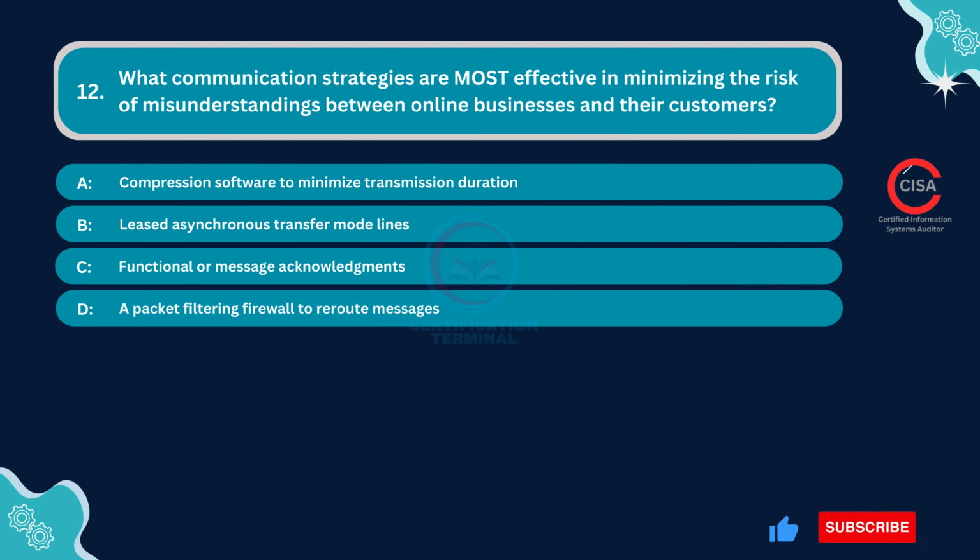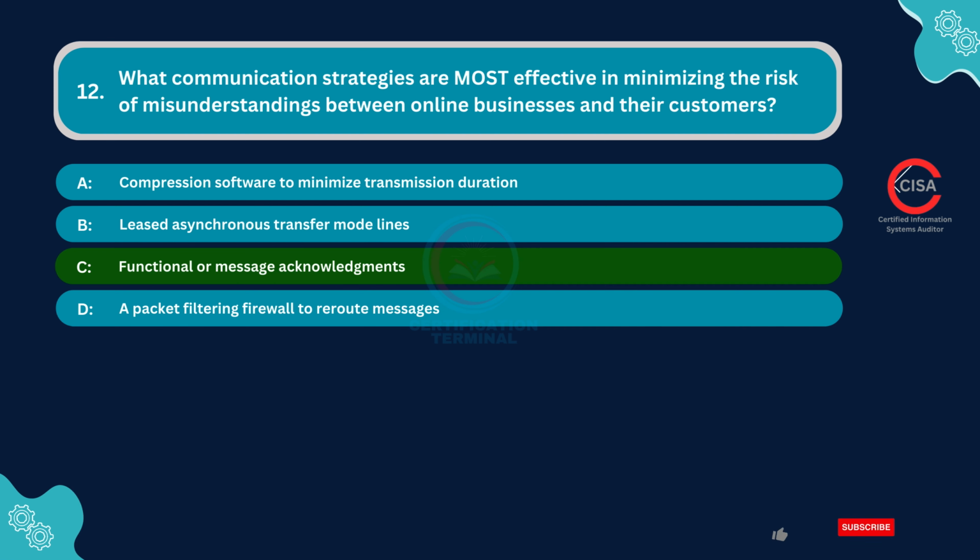The correct answer is Option C, functional or message acknowledgements. Functional acknowledgements confirm that a message has been received and understood. This two-way communication reduces the risk of messages being lost or misinterpreted, which can lead to misunderstandings. By acknowledging messages, the business demonstrates responsiveness and can proactively address any potential confusion before it escalates into a larger issue.